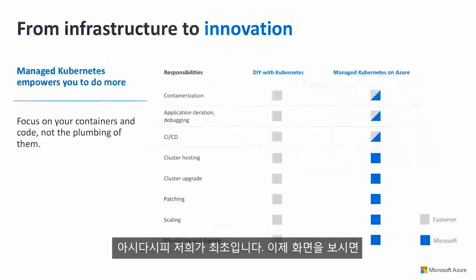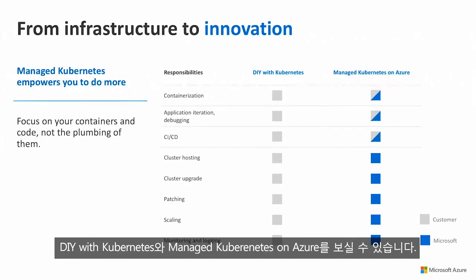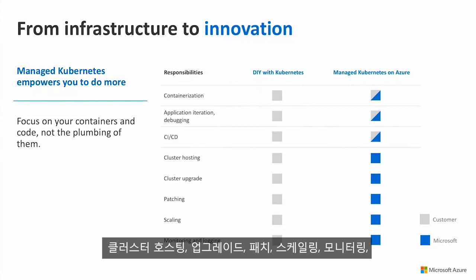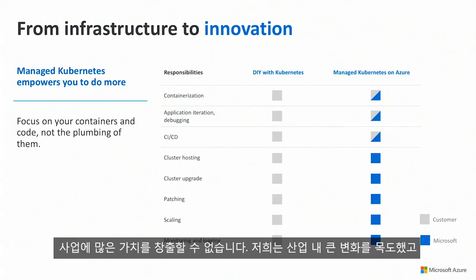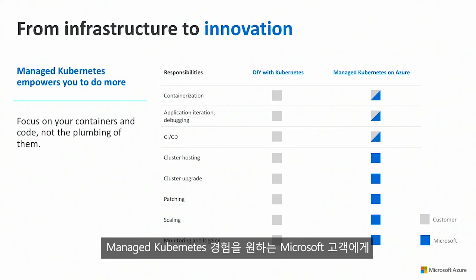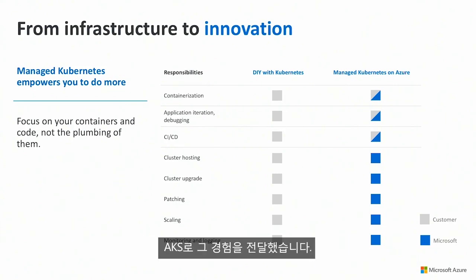Now, if you take a look at some of the things that you have to do from do-it-yourself Kubernetes versus managed Kubernetes on Azure, you can see that things like cluster hosting, upgrade, patching, scaling, monitoring, and logging, these are all things that you have to worry about that are really undifferentiated work for you, the customer, right? There's not a lot of value to your business from being really great at performing cluster upgrades. And so we've seen this big shift in the industry and with Microsoft customers who are looking for a managed Kubernetes experience, and we've delivered that with AKS.